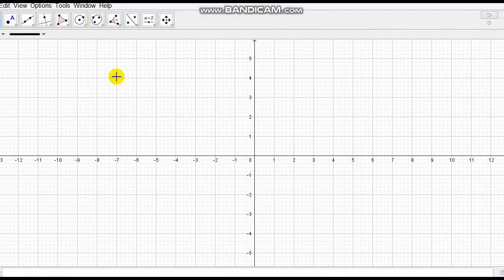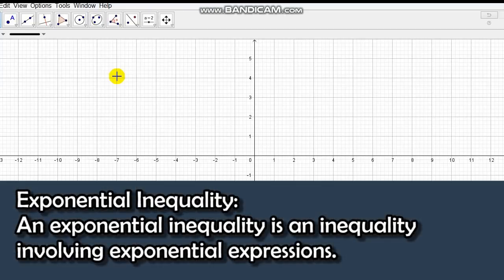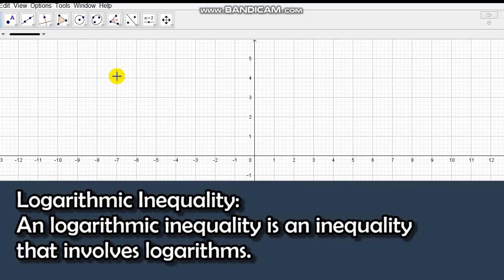Hey everyone, today we're going to discuss exponential and logarithmic inequalities. So for our lesson today, we will be solving solution sets involving exponential and logarithmic inequalities. An exponential inequality is an inequality involving exponential expressions, while a logarithmic inequality is an inequality that involves logarithms.